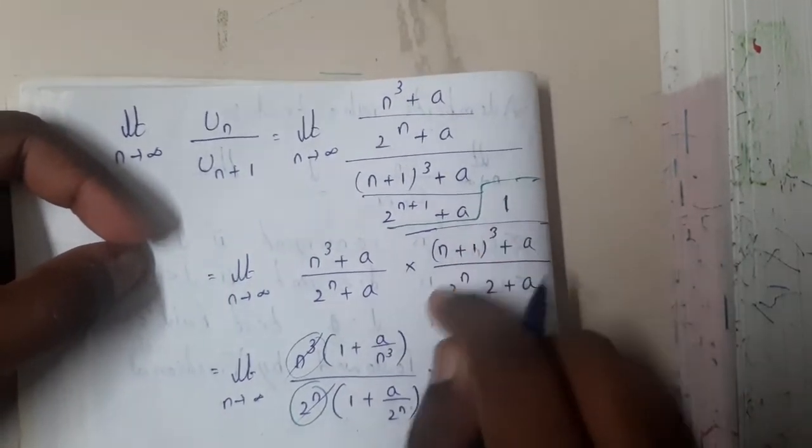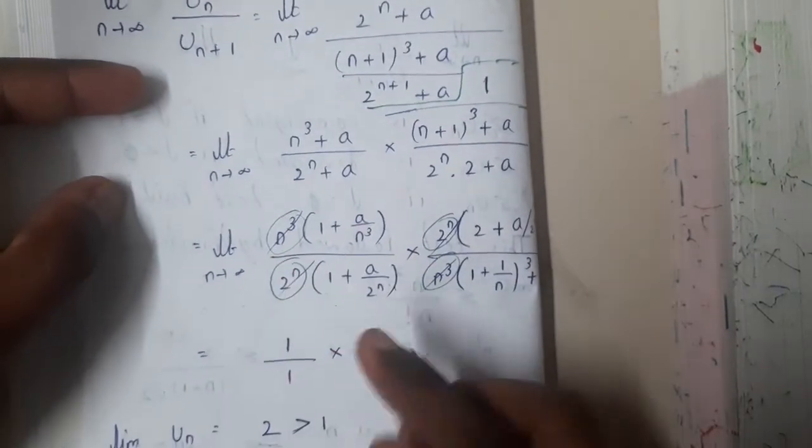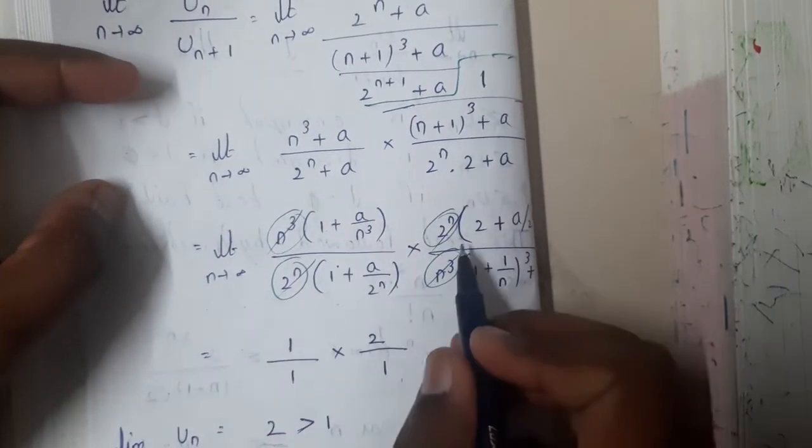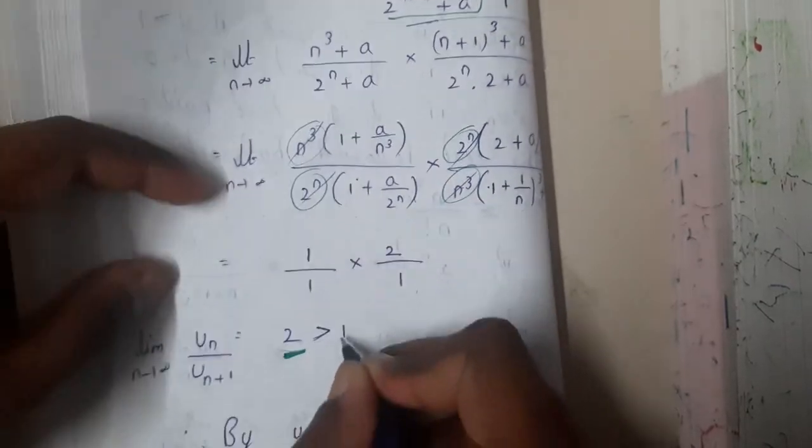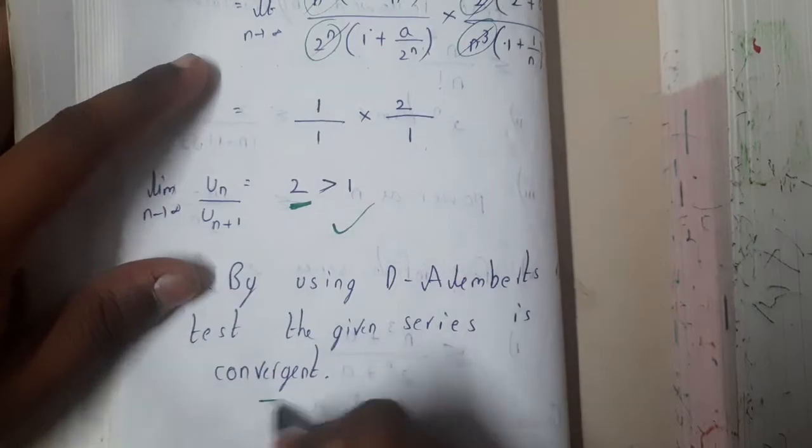So basically if you take the reciprocal, these two will cancel and n cube will cancel. At the end you will end up at 1 by 1 into 2 by 1. So you end up at 2. So basically 2 is greater than 1, right? Hence it is convergent. Yes, that's what is written here.